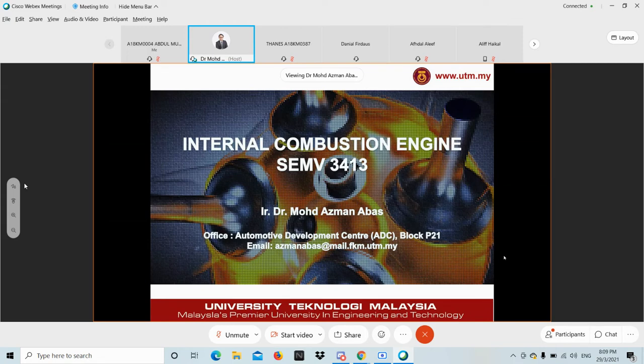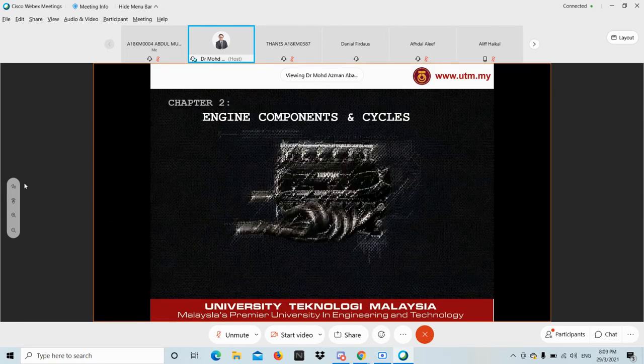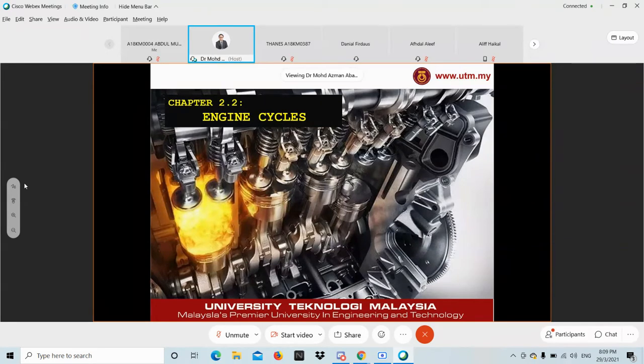So let's continue with our session today. We've already covered engine classifications and components last week under chapter 2.1. We are still in chapter 2, which is covering engine components and cycles. We've done engine components last week, which is 2.1. But this week, we're going to move on to engine cycles, which is 2.2, still under the same chapter. Hopefully we can finish chapter 2 this week, and we can move on to chapter 3 next week.